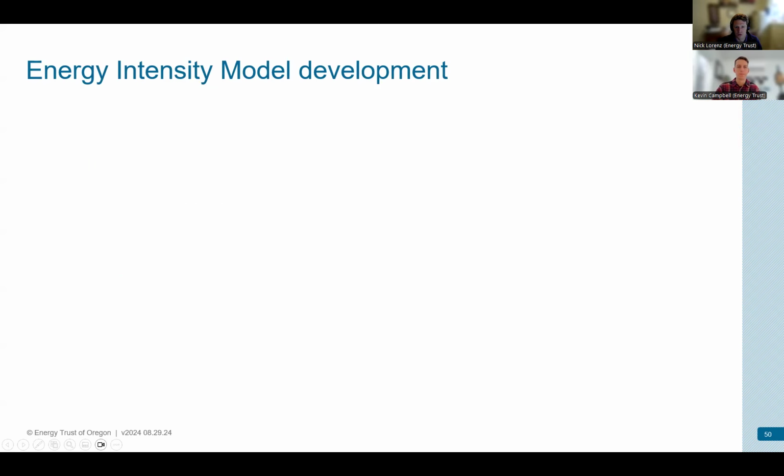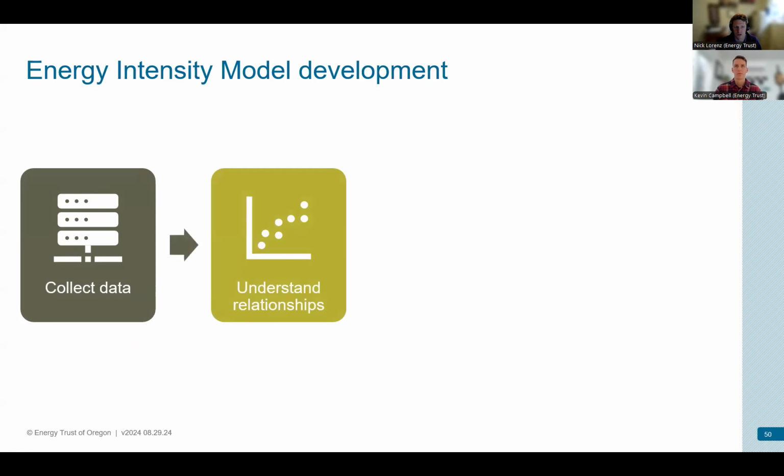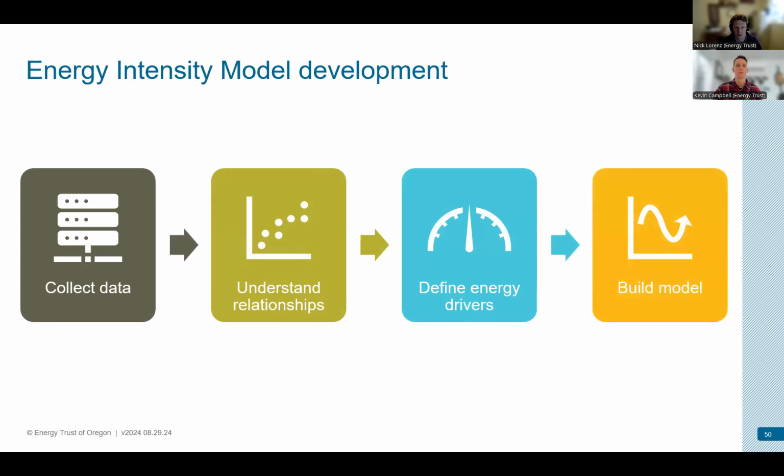So just as a general reminder, the overview and general process that we use to build a model is as follows. First, we collect data. Then we work to understand relationships. Then we define energy drivers. And finally, we work on building the model. Now I'm going to pass it over to Kevin, and he's going to dive into more detail on how a model is created based on a hypothetical case study.